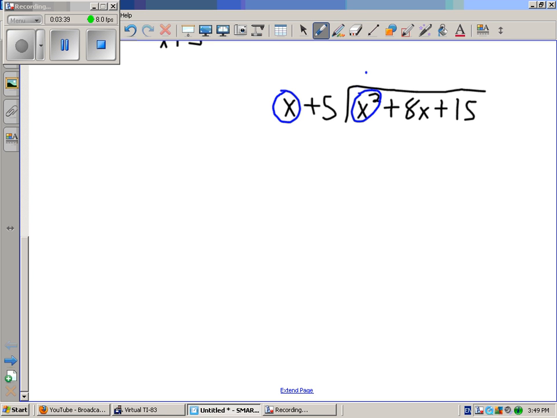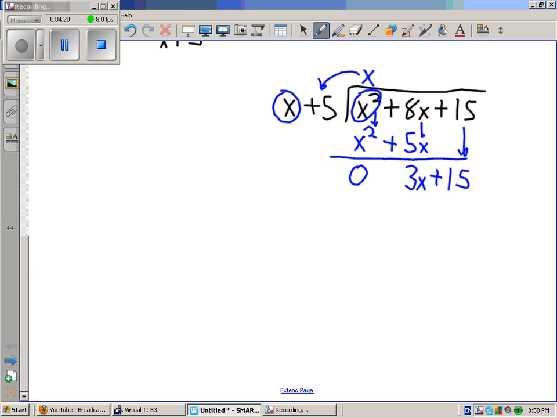So let's go. X goes into x squared x times. You multiply out, x times x plus 5 is going to be x squared plus 5x. So you take that x and you distribute it into the x plus 5. You want to make sure that your like powers are all lined up here. So x squared is directly below x squared. 5x is directly below 8x. We subtract. We get 0. 8x minus 5x is 3x. And then we carry down the 15.